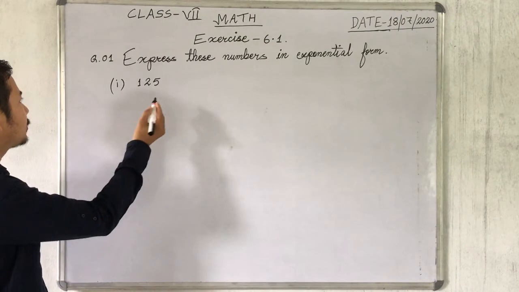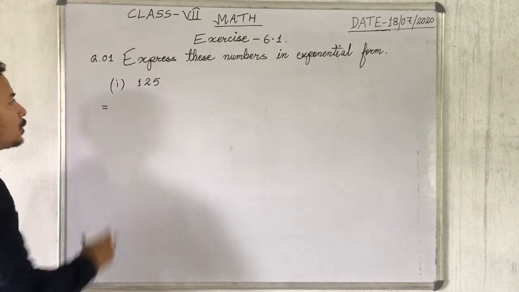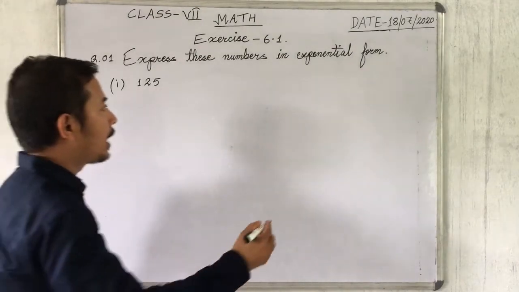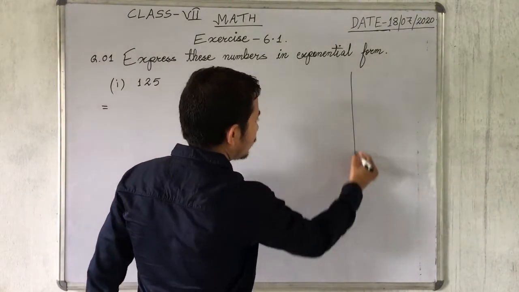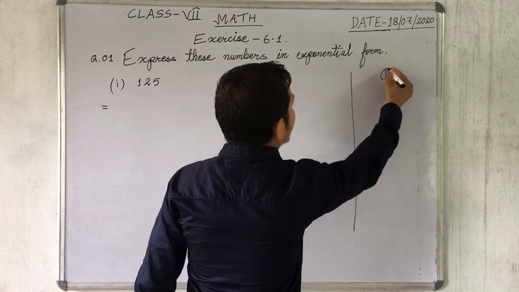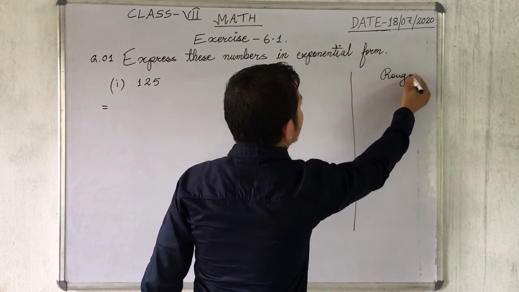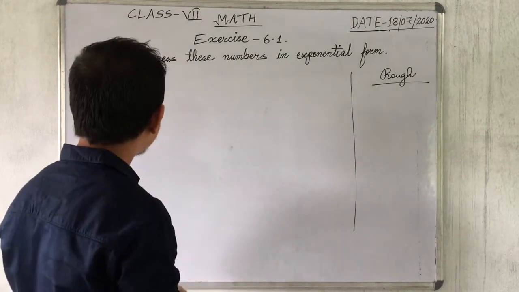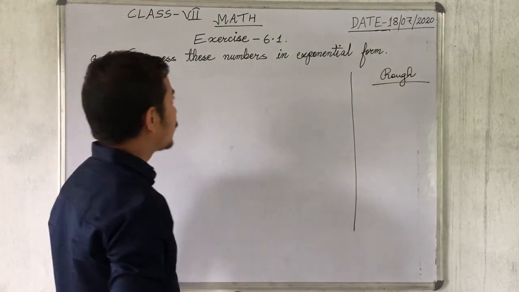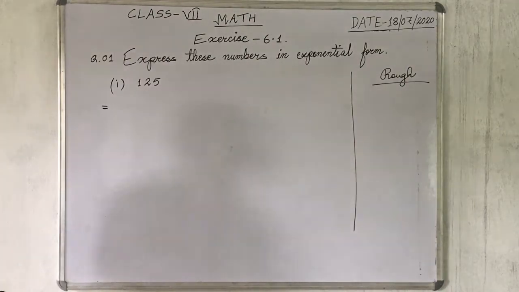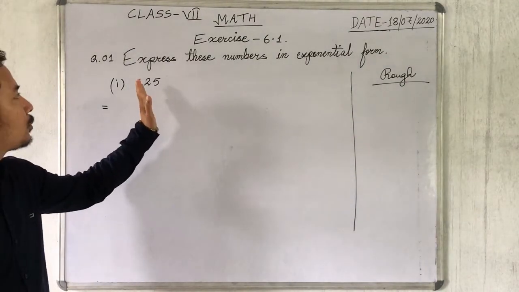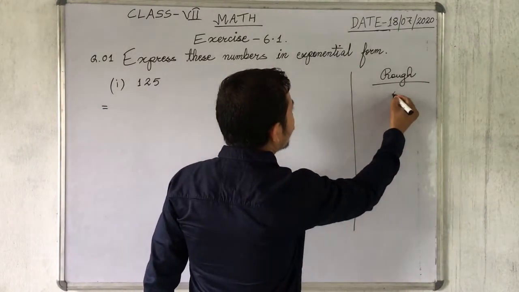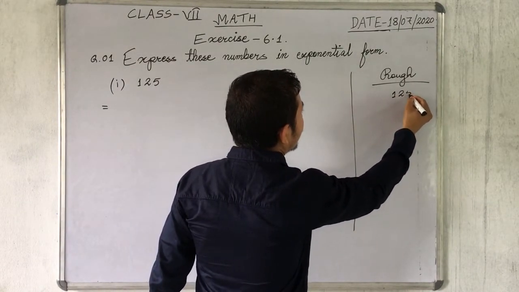So how will we do these questions? Look here. First of all, we have to find the factors of 125. Suppose this is rough work. So look here. The question is 125, and you're telling us to express these numbers in exponential form. First of all, we have to find the factors of 125.